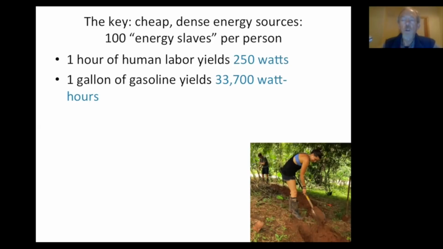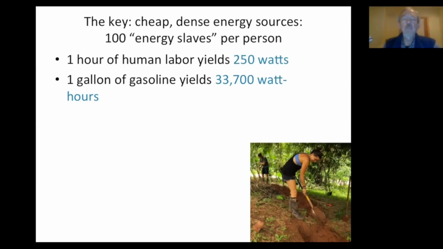If you could work all day fairly steadily, doing something like gardening or some physical labor that was not overwhelming, like framing a house, something like that, you'd work at the rate of putting out about 250 watts per hour or so. That's kind of a steady, reasonable energy output for a person.